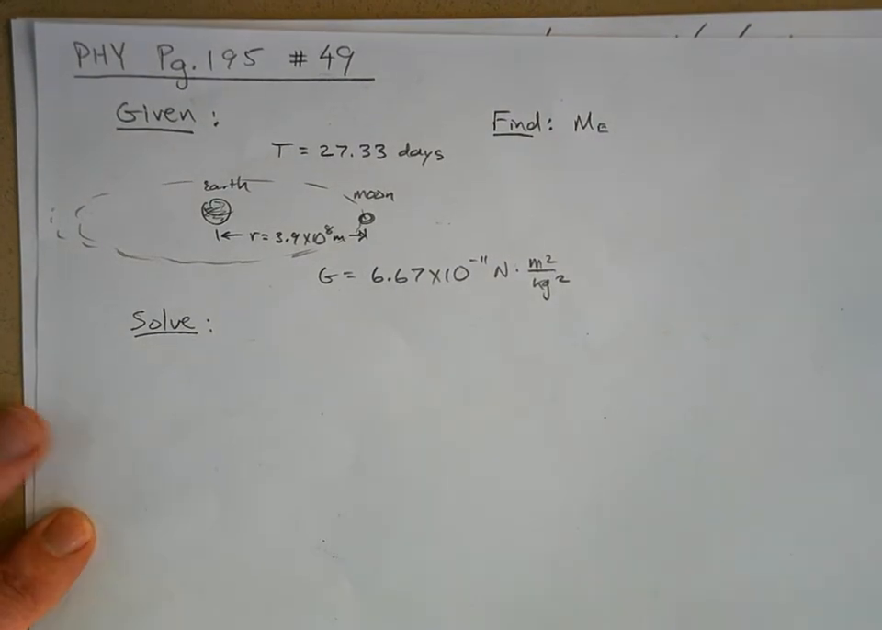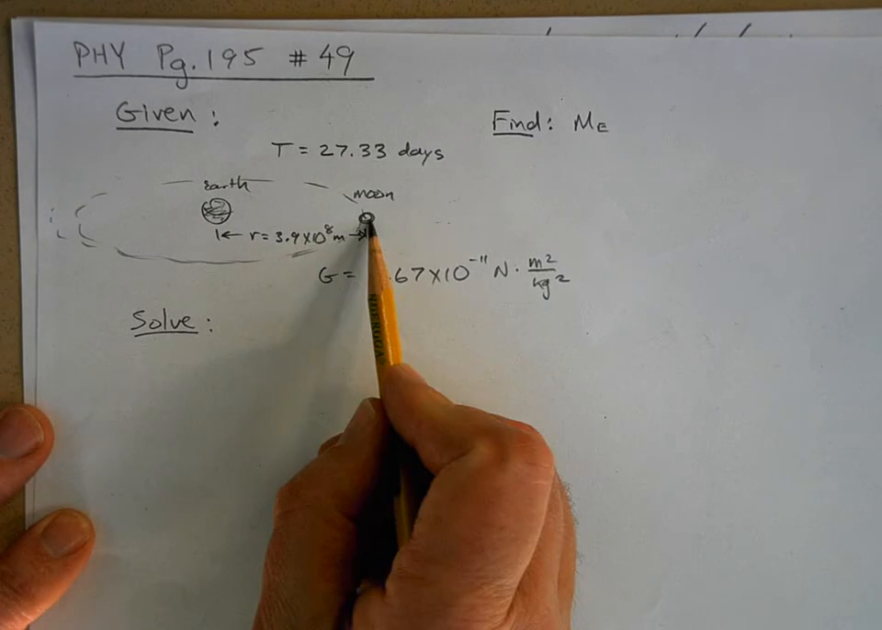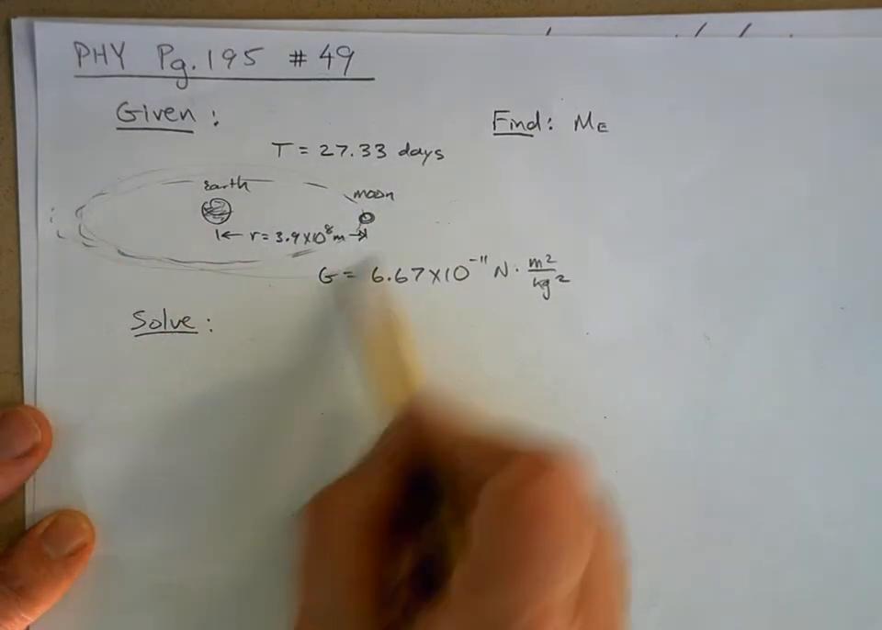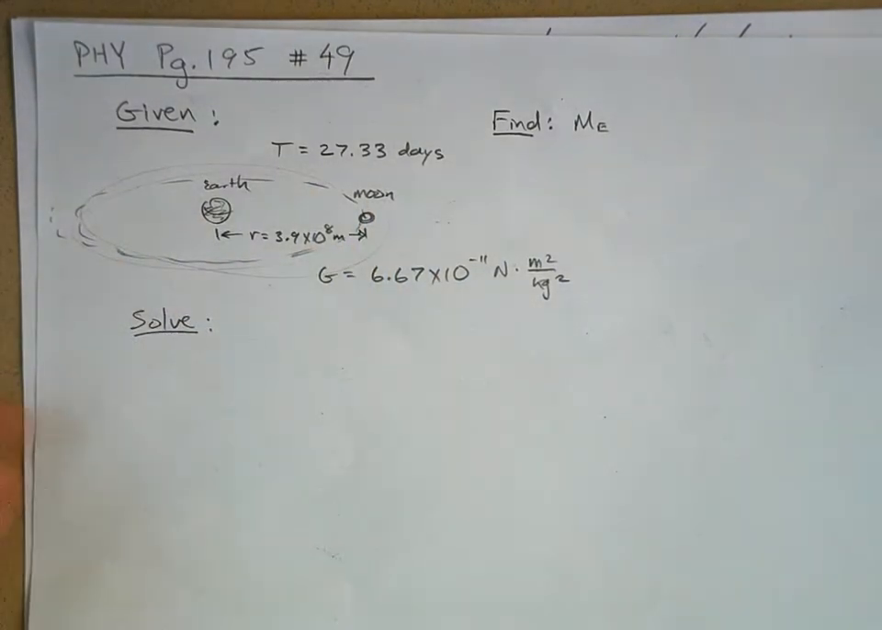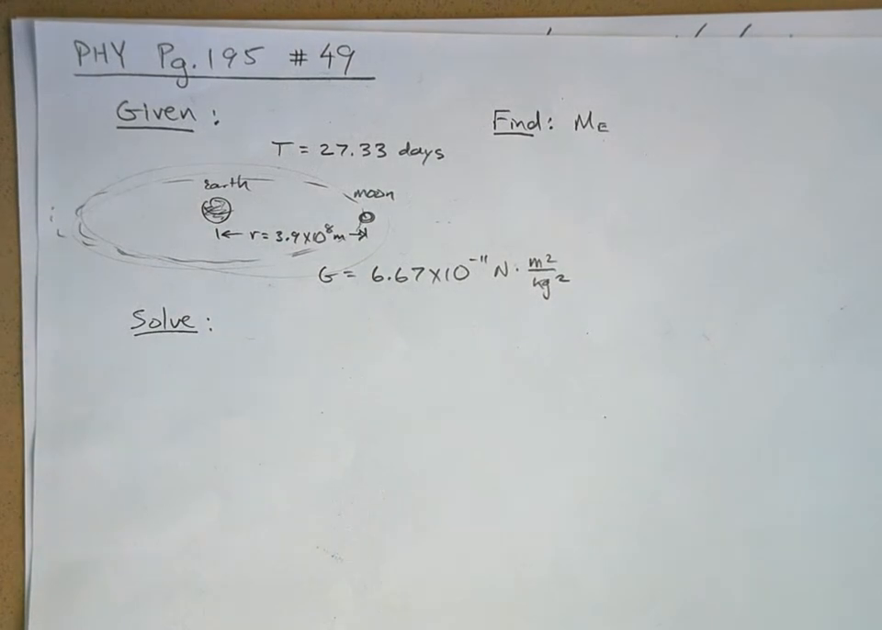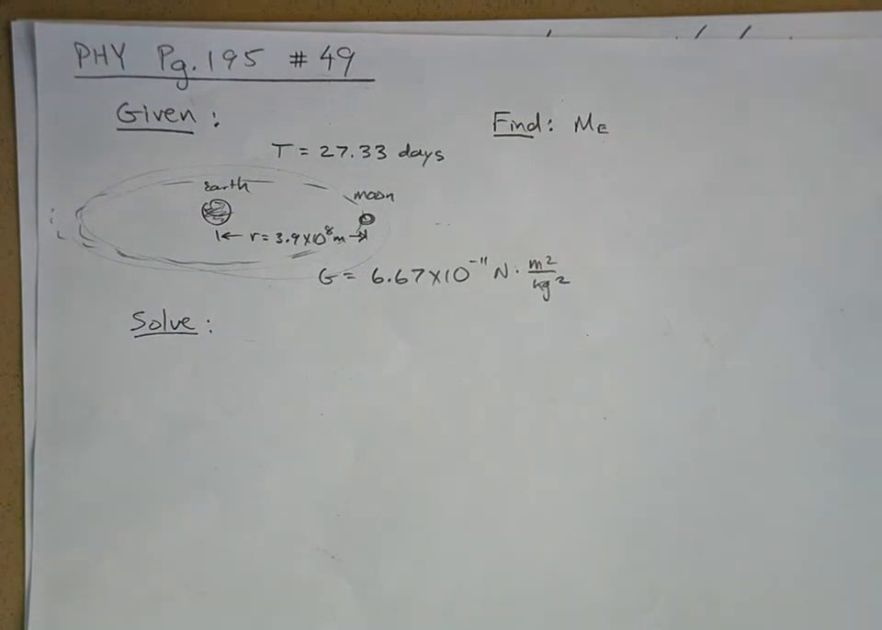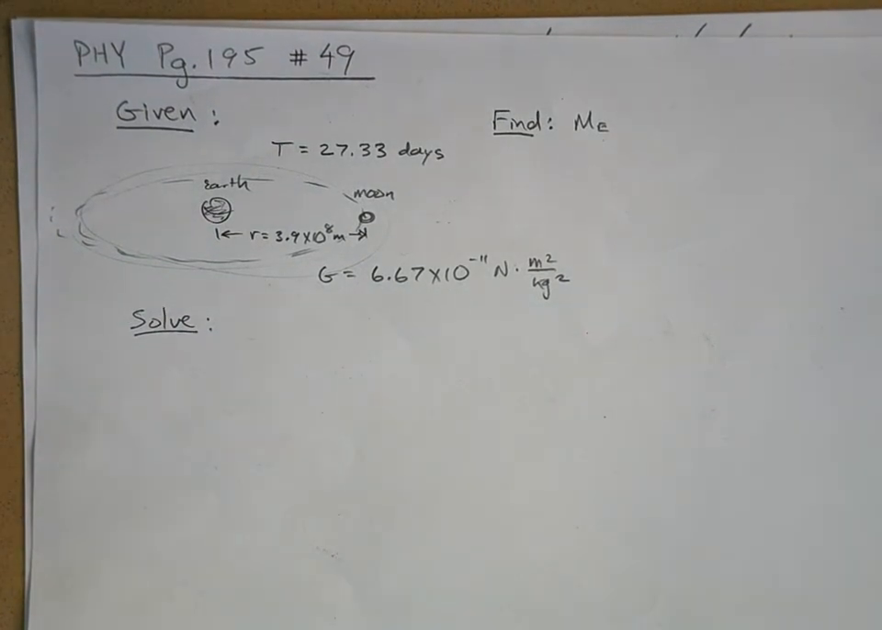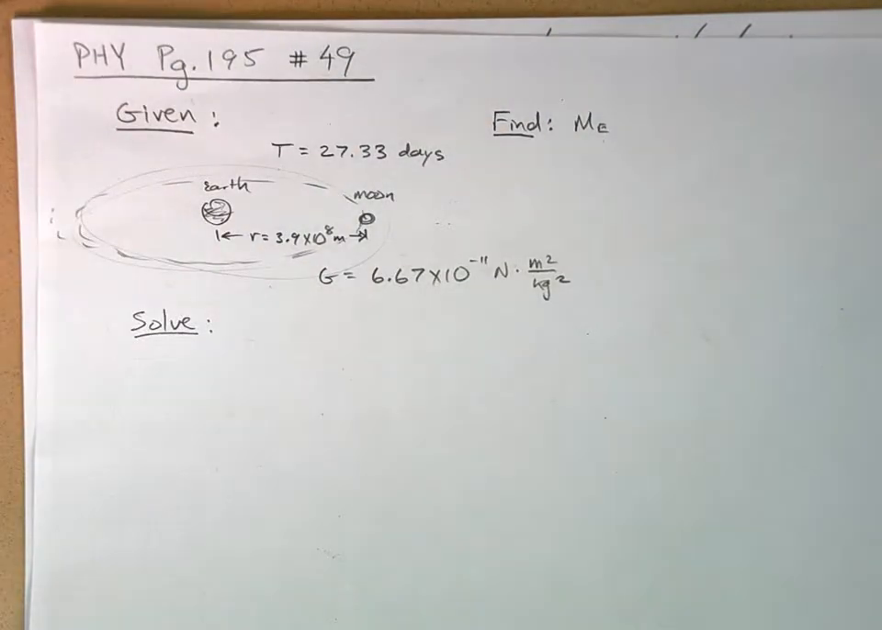So here's basically what you've got. Here's the Earth. Here's the moon. The moon moves in a circle around the Earth with a period of 27.33 days. We want to know what is the mass of the Earth. And I'm going to solve this. I'm not going to use Kepler's law or whatever. I'm just going to use the orbital velocity equation. And it's really the same thing.